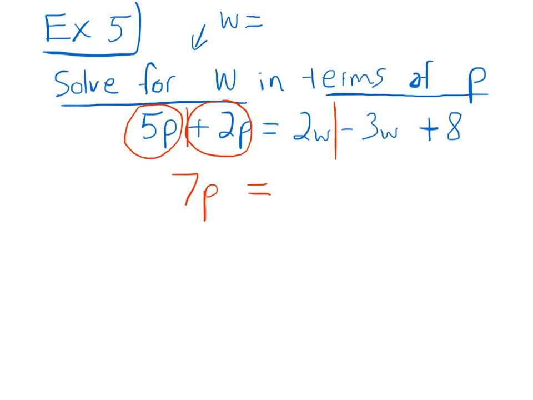If I look at this, I'm going to use a different thing because the p and the w are not like terms, so I'm just going to use boxes. Okay, 2w minus 3w will get me negative 1w, and then I just have plus 8. I didn't do anything with that plus 8. Okay. Now, both sides are simplified.